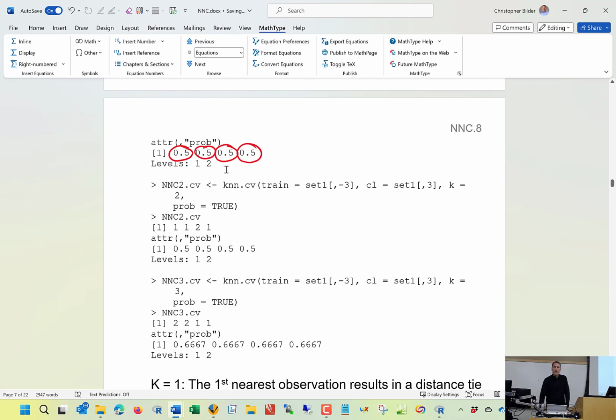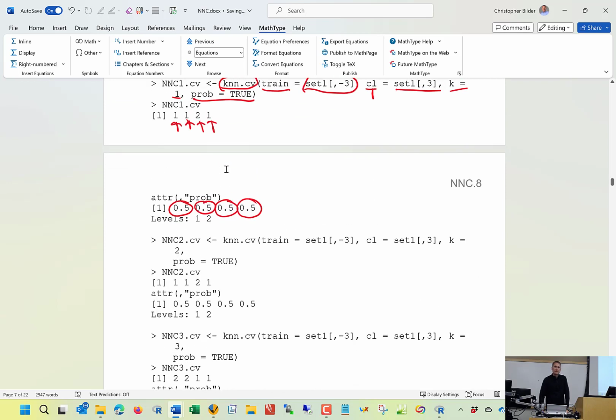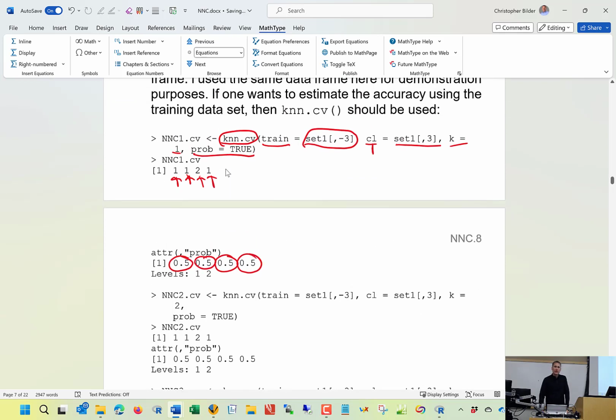When you say k equals 1, is that the default? We choose the observation itself as... Not when I'm using CV. So like cross-validation, remember with cross-validation with discriminant analysis, we would remove our observation from the data set and then apply the method. That's essentially what's being done here.